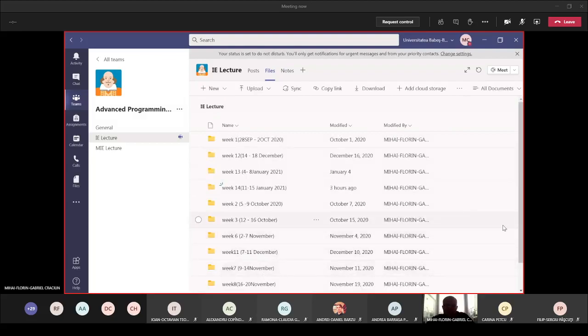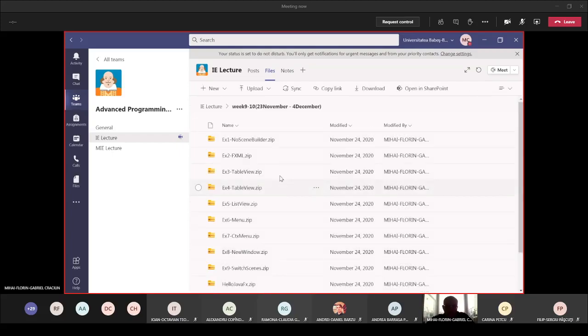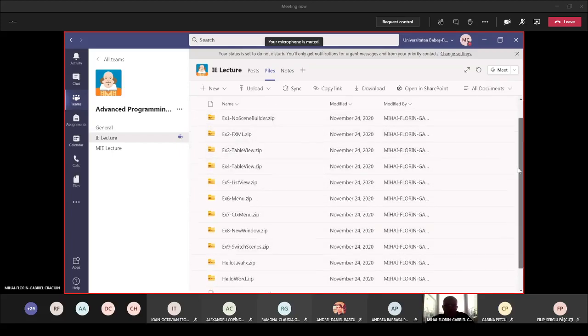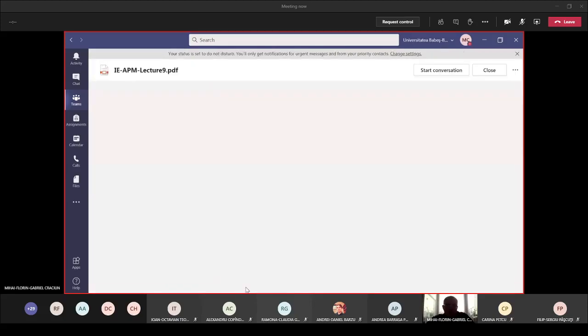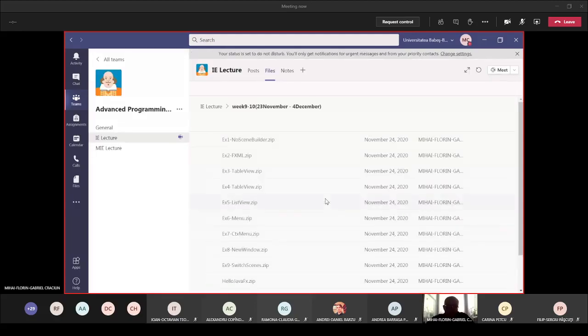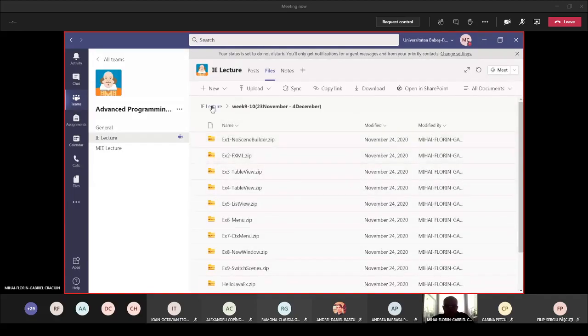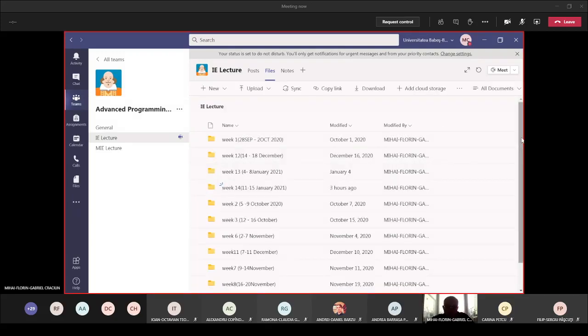So let's look at lecture 9. In lecture 9, we started JavaFX. So from here, this part is important for your project. For the theoretical part, I'm not going to give you something from here. Lecture 10 is the same, about JavaFX.